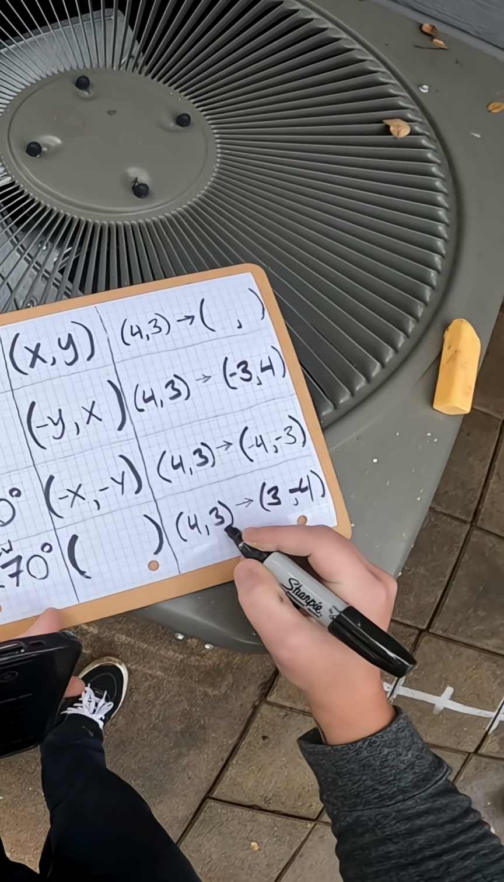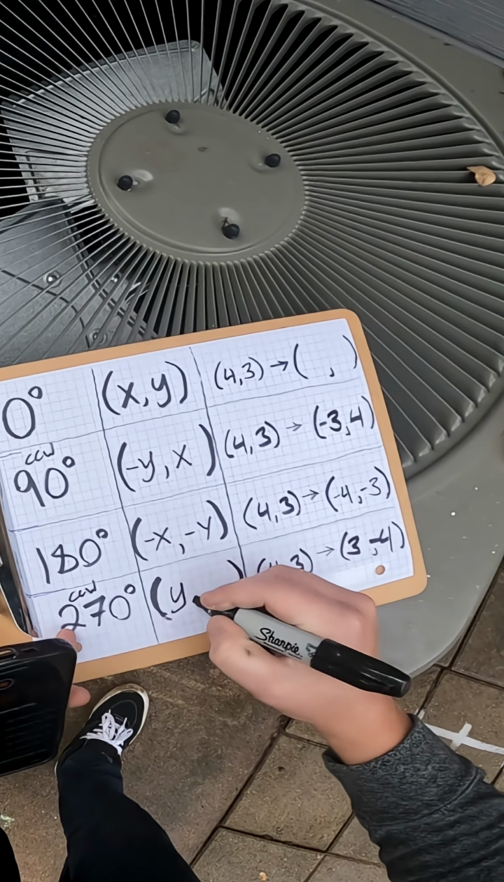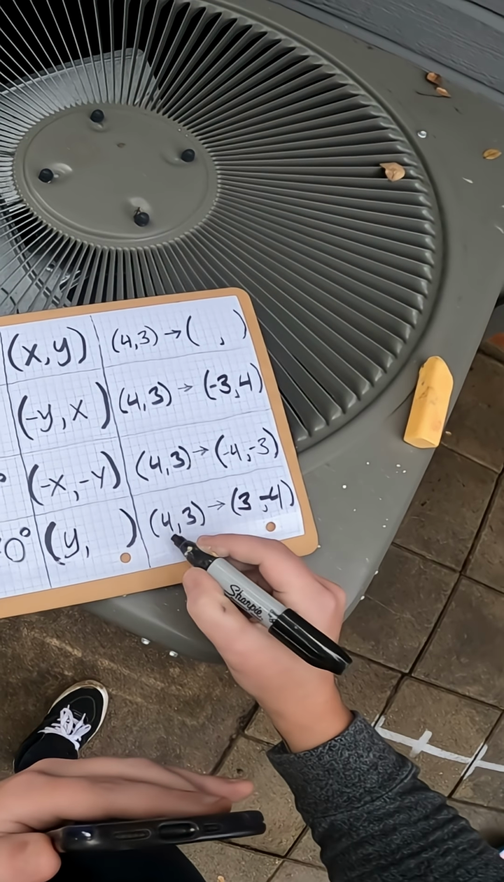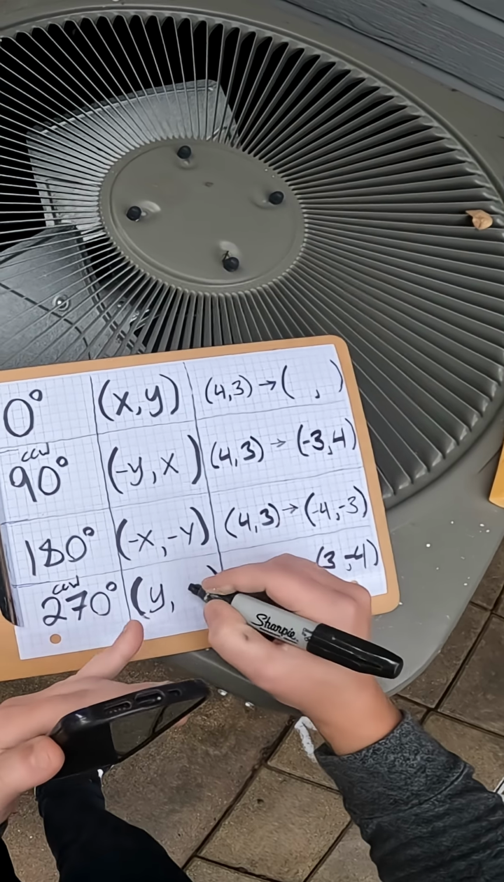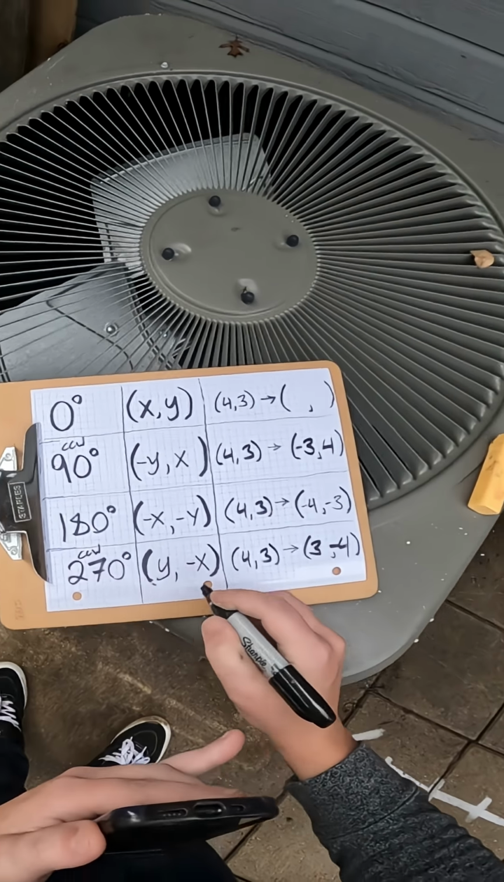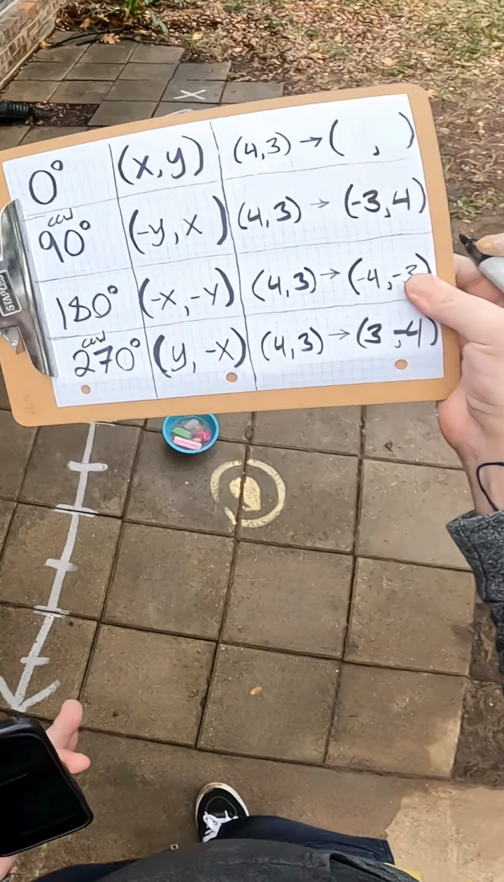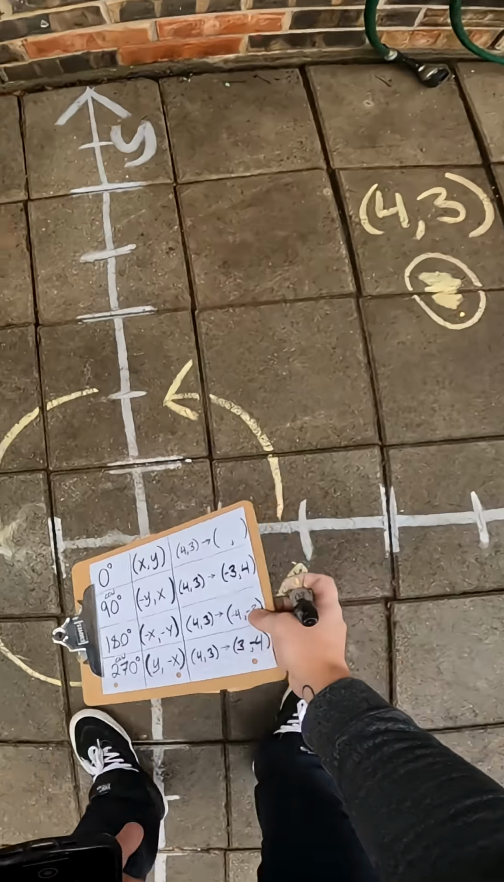Well, take a look. My y stays the same, but it switches sides. So y goes first. And take a look at this. My x-coordinate changes signs, and it switches sides. So it'd be (y, -x). And these are the rules for rotations on a coordinate grid.